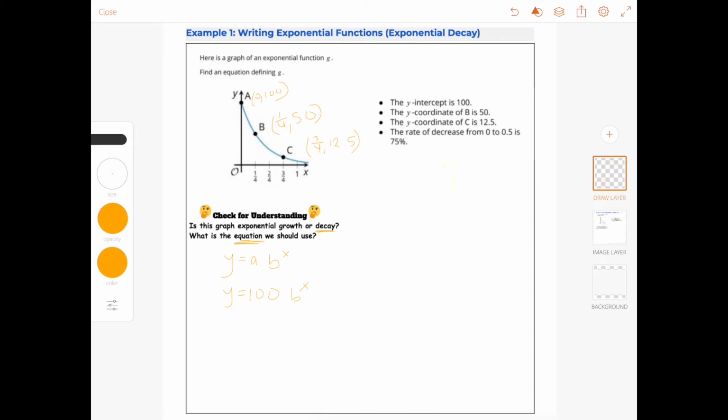In order to find our b value, we're going to start by making an x and y chart, as you guys saw in the last video, and we're going to plug in the points that we have. So 0 and 100, we have 1/4 and 50. We have 2/4 or 1/2 plotted on the x-axis, but we don't know the y value. And then we have 3/4, which we know has a corresponding y value of 12.5.